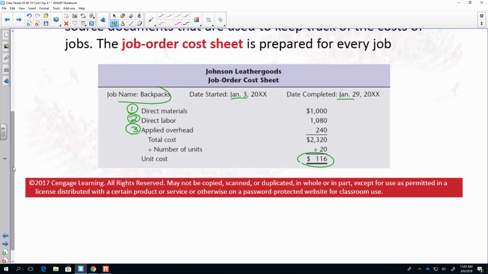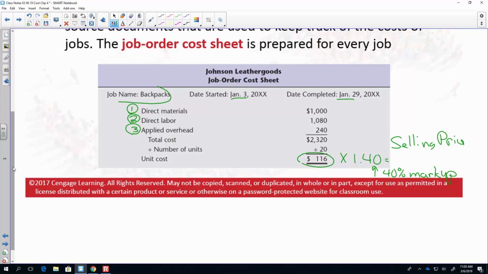Now, if the author wants me to mark it up 40% for a selling price, how do I do that? Times by what? 1.4? And that'll give me my selling price. So the markup was 40%. Please know how to determine that. Also know what the journal entry is.